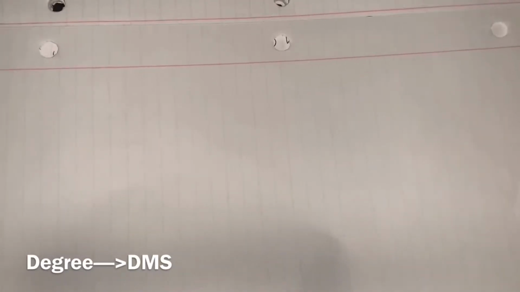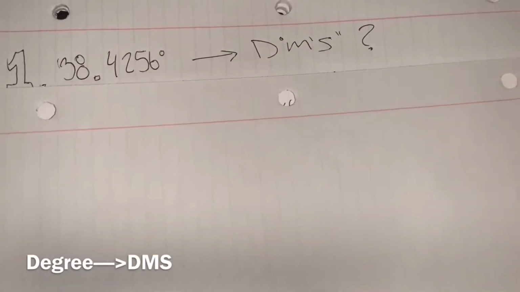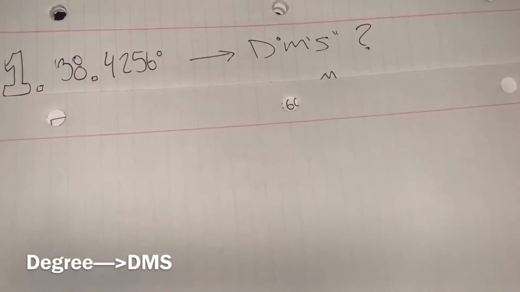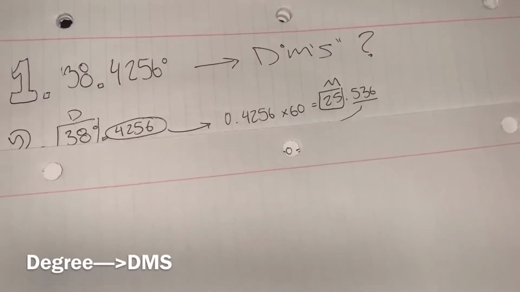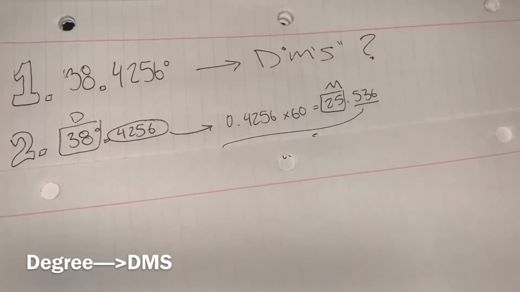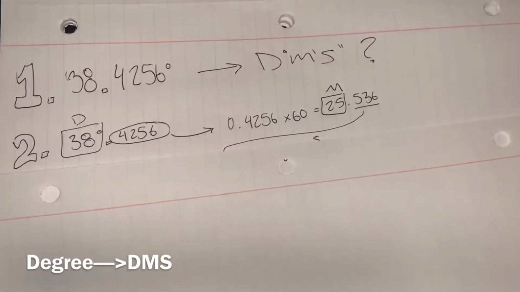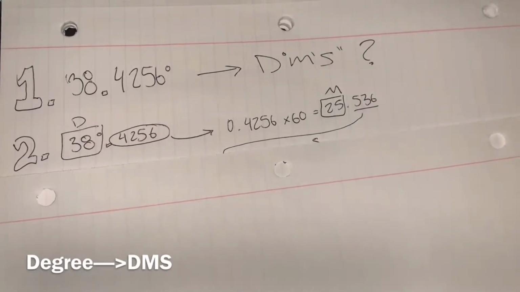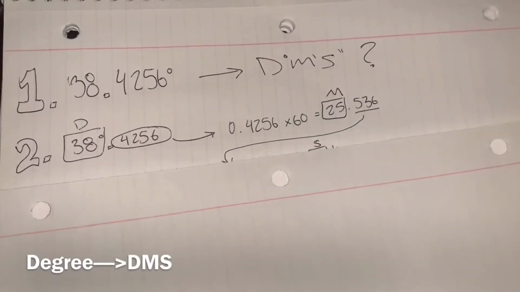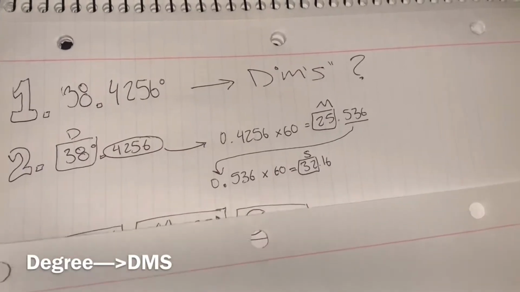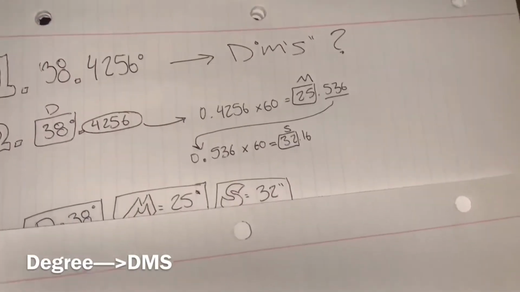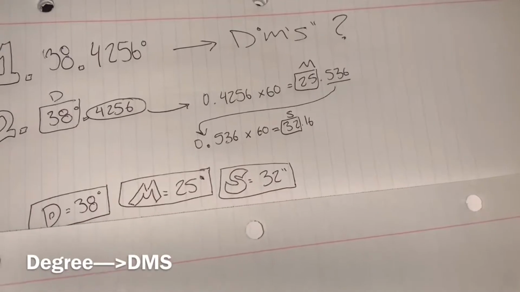And pretty much vice versa, for degree to DMS, it's pretty simple. So you start off with your decimal degree, and surprise, surprise, you're already given your degree, which is 38. So you're going to want to take that decimal number and multiply that by 60, which gives you your minutes, which is 25. And then you're going to want to take that decimal number and multiply that by 60, which gives you your seconds, which is 32. And there you go. You're already given your DMS.